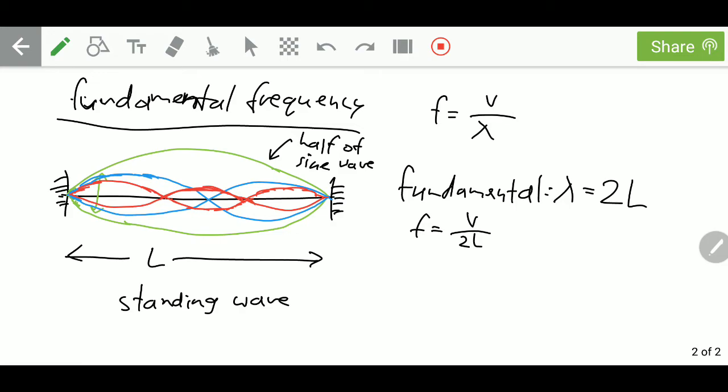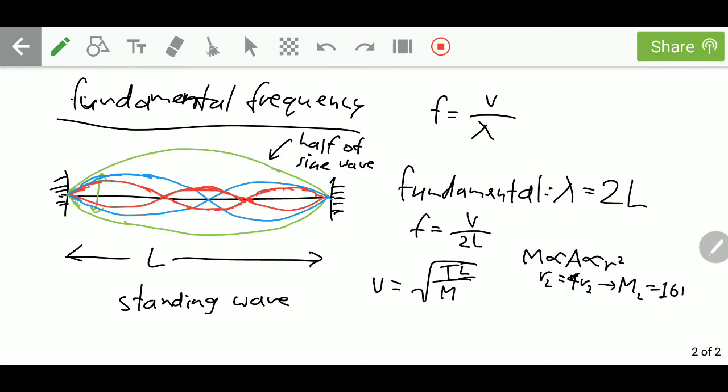Now, L is the same for both strings, so we just need to find out how v, which equals the square root of T over (M over L), so it'll be TL over M, varies for the 2 strings. Well, we know that the mass is proportional to the cross-sectional area of the string, which is then proportional to the radius squared, which means that since R2 is equal to 4 times R1, then M2 will be 16 M1.